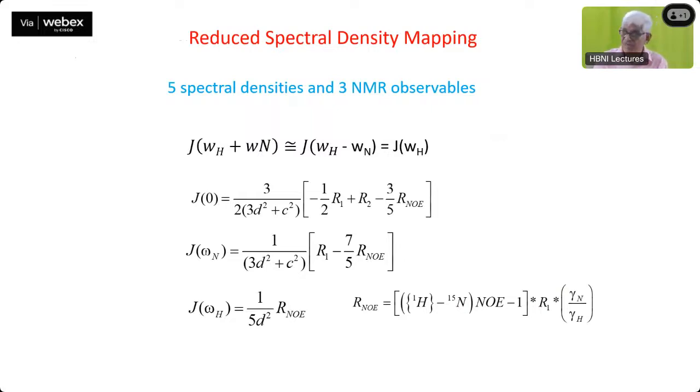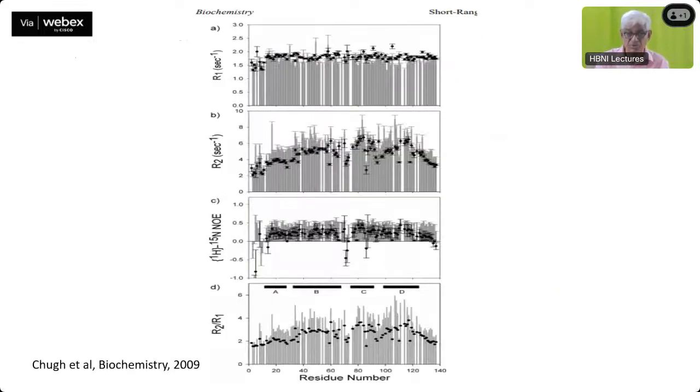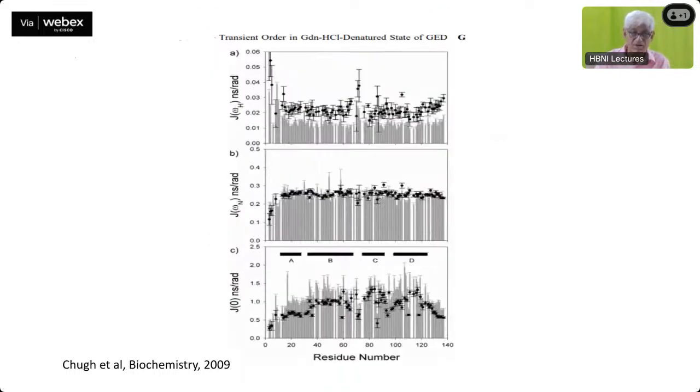So if you have that, what is the data you get here? You have all the data, R1, R2, NOE, the R2 by R1 ratio, and then the spectral densities calculated on the basis of those data. This is for 2 different magnetic fields, so on one side you are using the dot points, and in the other case the histograms. It doesn't matter. You use the J0, J omega N, and J omega H. This will reflect what the contributions are.